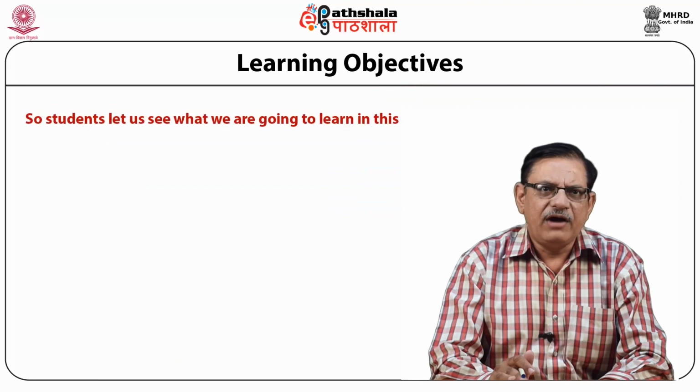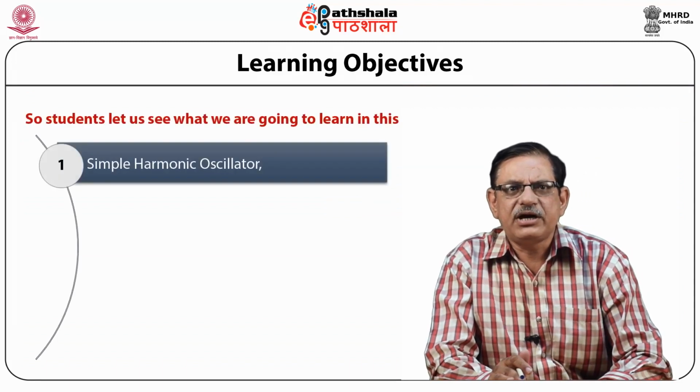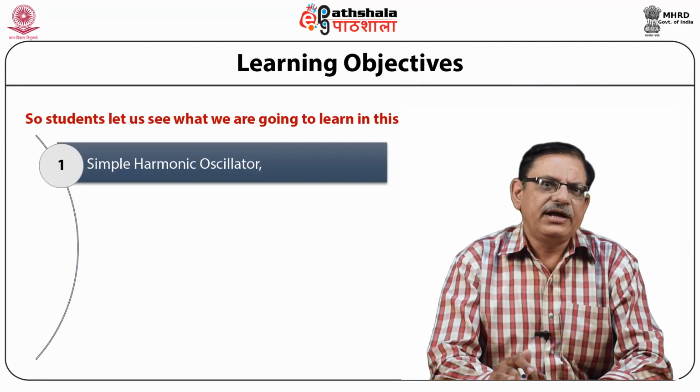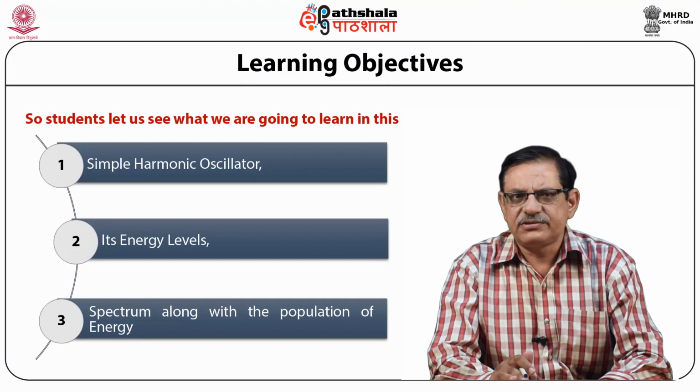We will be talking on the module, the vibrating diatomic molecule as simple harmonic oscillator, under the paper Atomic, Molecular and Laser Spectroscopy. After completing it, we'll be able to learn about the simple harmonic oscillator, energy levels, spectrum, population of energy levels, simple harmonic oscillator, and how to calculate the frequency of vibration.